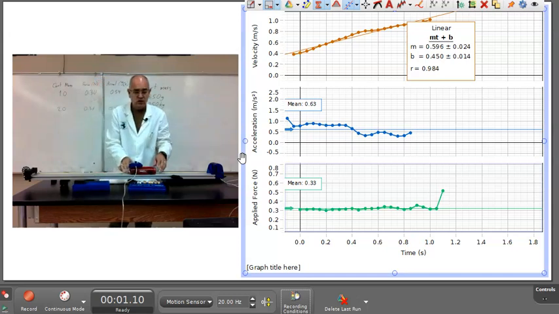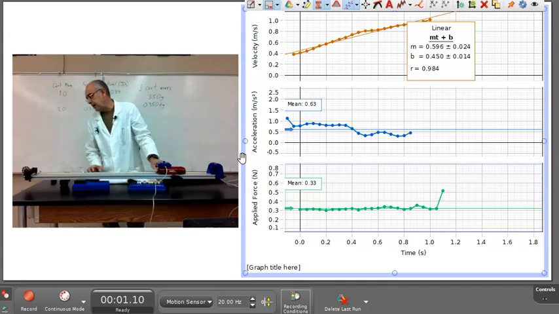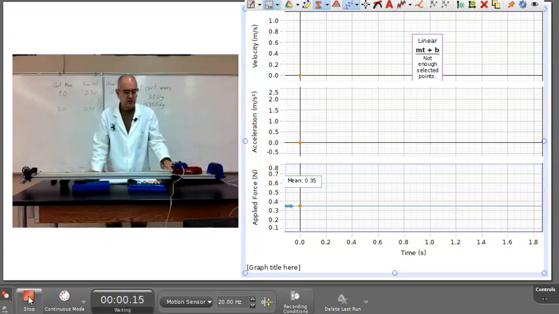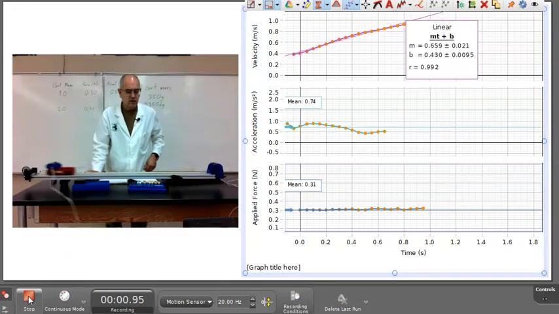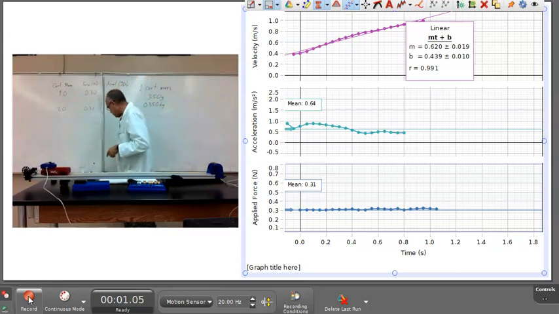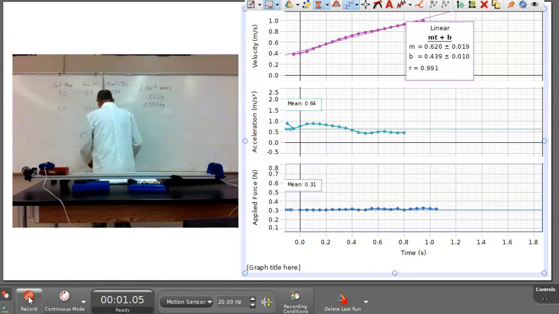I've added some weight so we can get the same force measured on the force sensor. So let's pull it back. And now let's see what happens. Excellent. That is perfect. That's exactly what we want to see. We see that the average force was 0.31. So let's go ahead and make that correction. The average force turned out to be 0.31.